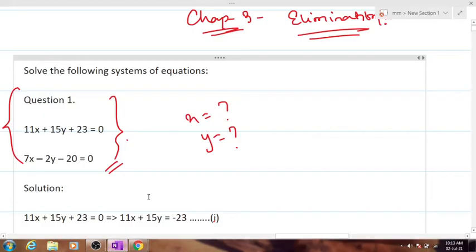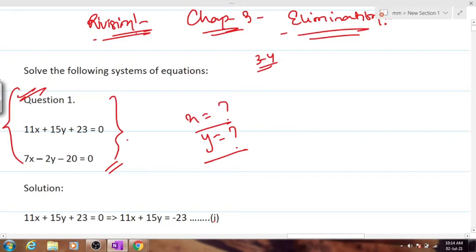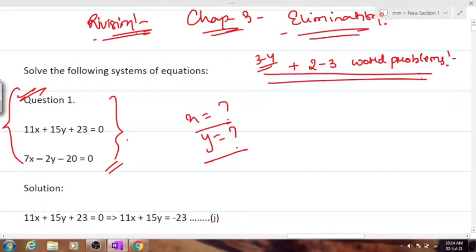So today we have the revision for chapter number 3, which is elimination. Can everybody see the first question? Solve it using elimination method and tell me the value for x and y. We'll do 3-4 questions based on proper elimination method for different types of question plus 2 to 3 word problems. Clear? 2 to 3 word problems.